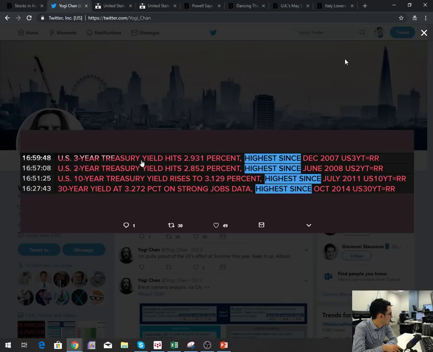Now, yesterday, one thing I saw, this was the ticker tape on Reuters, and it was a bit of a highest since fest, in the sense that every one of these yields, doesn't matter what part of the curve you're looking at, the 2s, 3s, 10s and 30 year, we've got the highest yields here in the short end at least. If you're looking at US 3-year Treasury yields, highest in 11 years, 10 years for the 2-year.